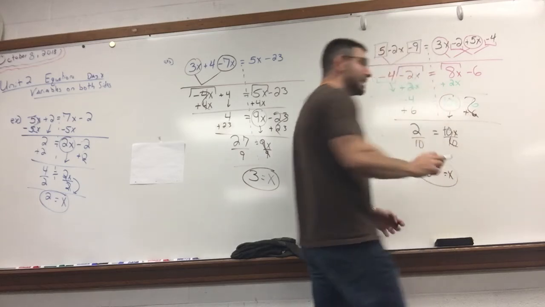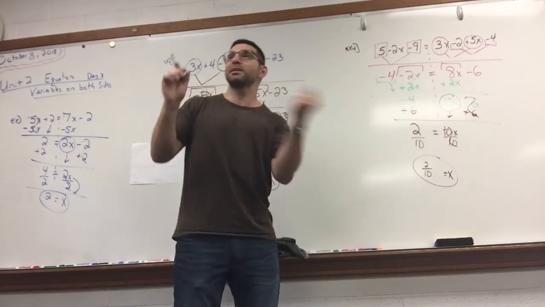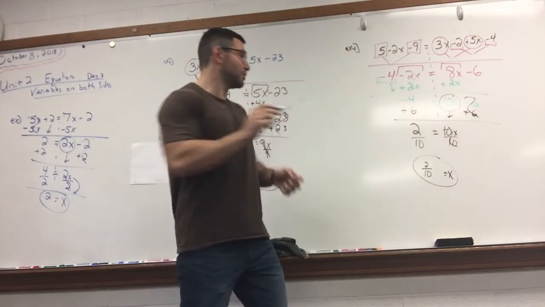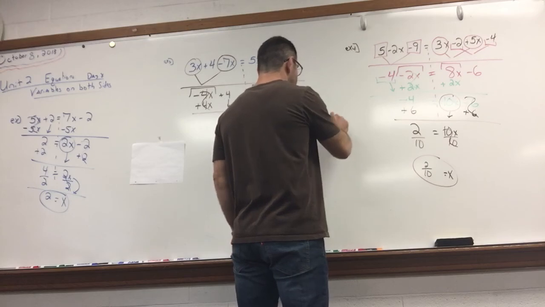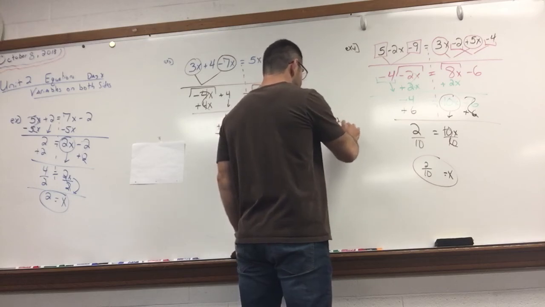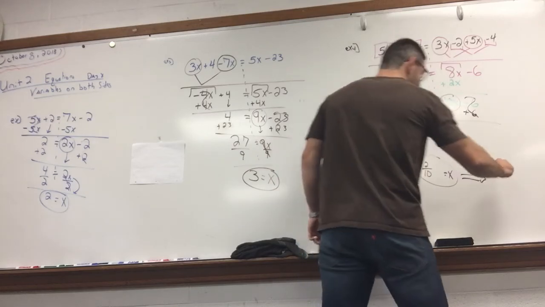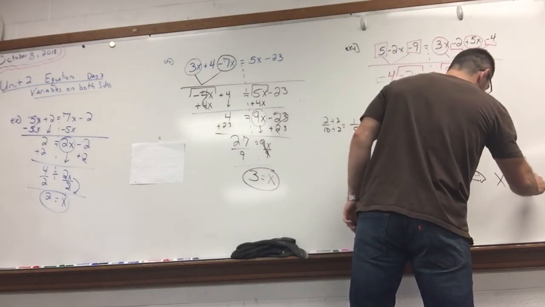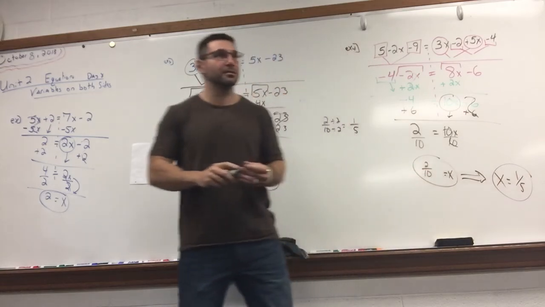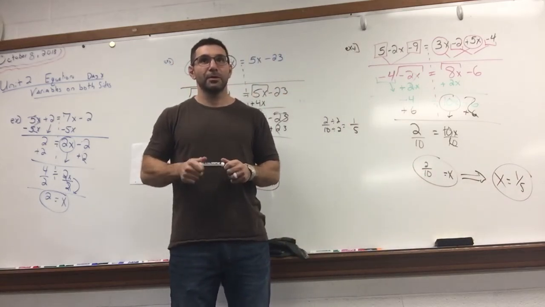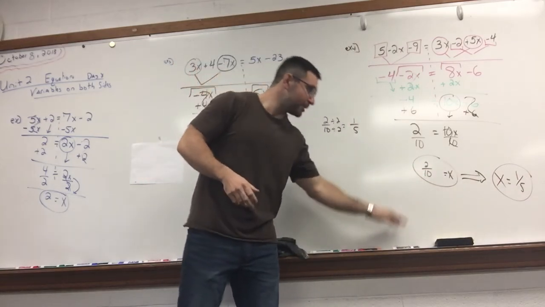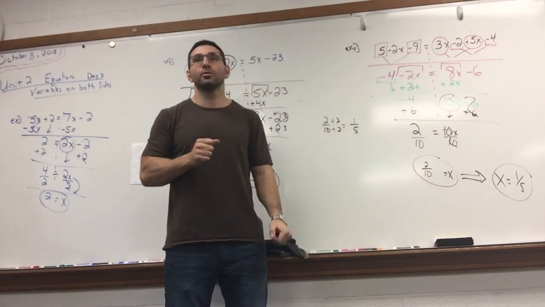Now, is that the answer? Yes, but it's not simplified. Some of you knew from Friday, oh, if I have 2 divided by 10, they're both even, I can divide by 2. That leaves me with 1/5. So a better answer is x equals 1/5. But holy moly, if you got to this part, I'm proud of you. Questions? Again, you will not see a problem like that on your quiz on Wednesday.